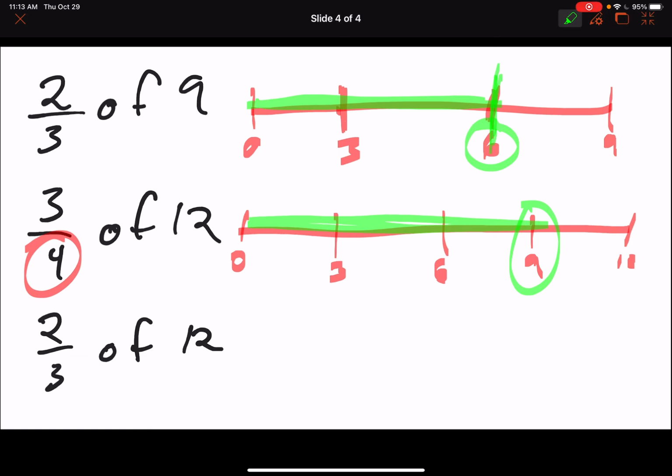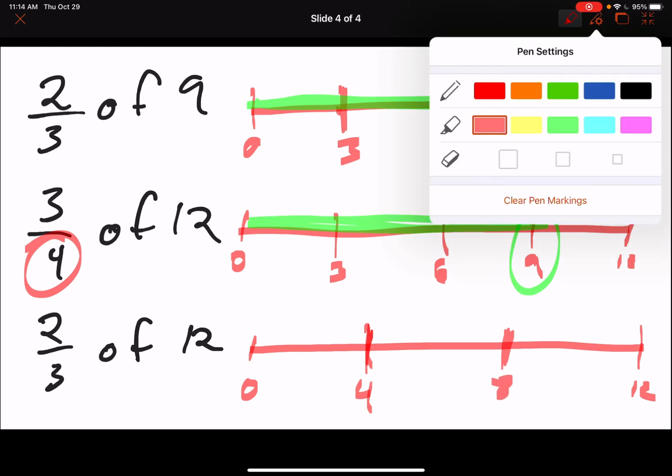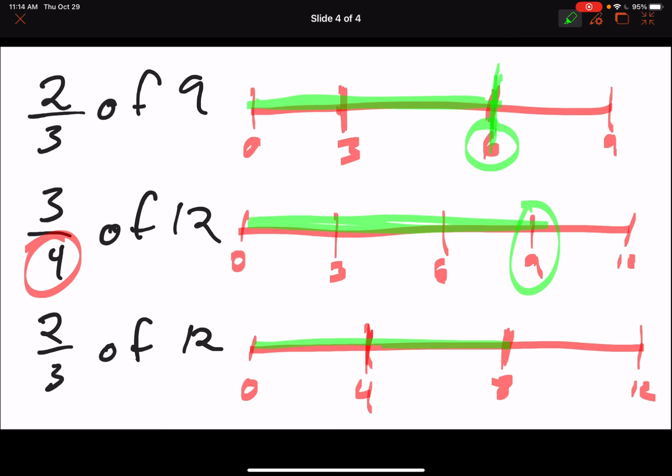Okay, and the last one, all right, I'm going to divide this into 3 pieces, right? So that's 4, 8, and 12. And then I'm allowed to have 2 out of those 3 pieces, and I have 8.